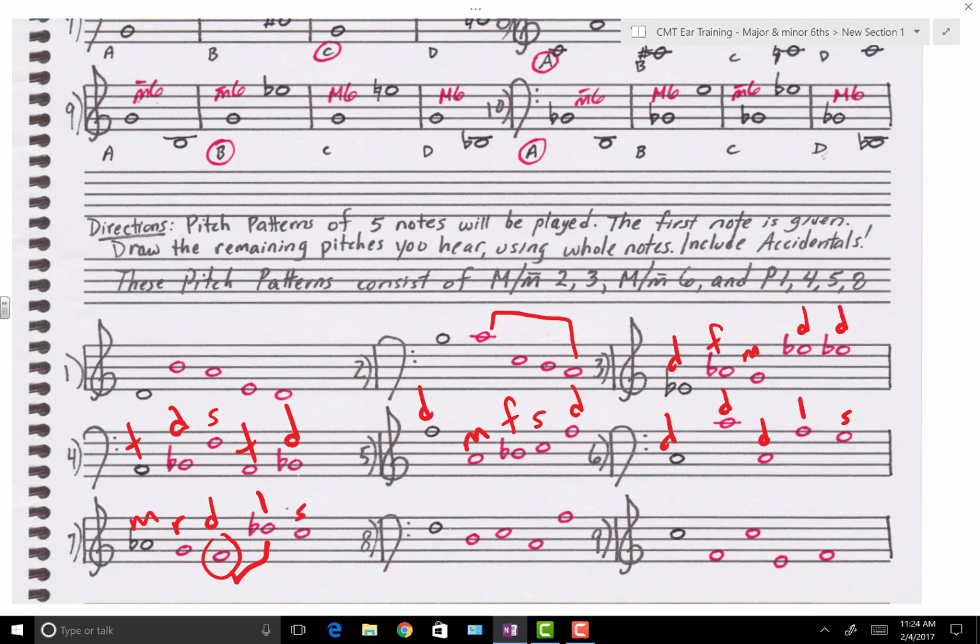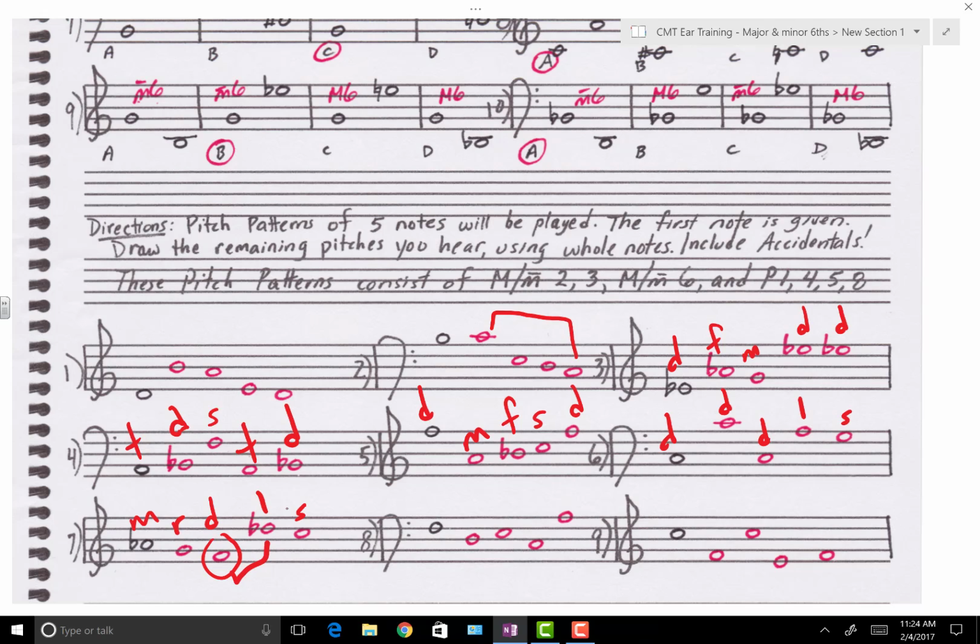For number 8, the starting note was an F. We traveled down a minor 3rd. Up a major 2nd. Down a major 3rd. And then up a major 6th. So the 6th is the most important one since this video has to do with 6ths. Hopefully you realized that was a major 6th and you heard do to la.